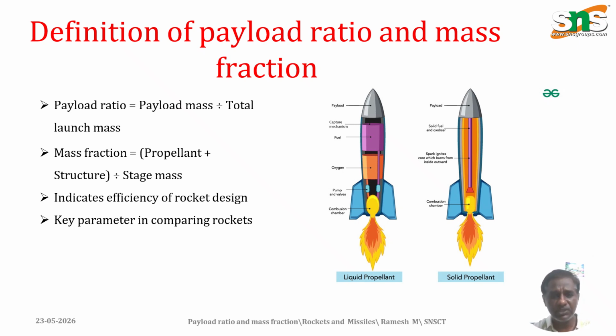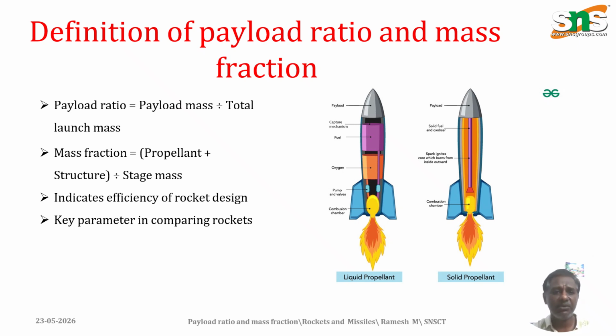So payload ratio in rocket systems is defined as the ratio of the payload mass to the initial total mass of the rocket as it lifts off. It indicates how much useful load, such as satellites, scientific instruments, astronauts, or cargo, can be carried by the rocket compared to its total launch mass. Mathematically, payload ratio is expressed as the payload mass divided by the gross liftoff mass of the rocket.